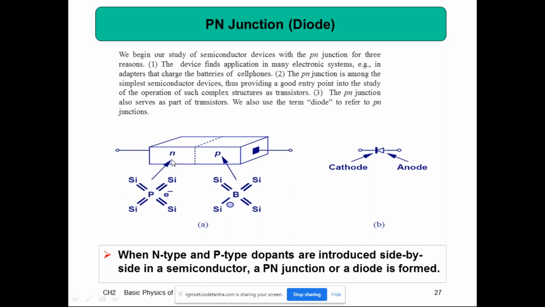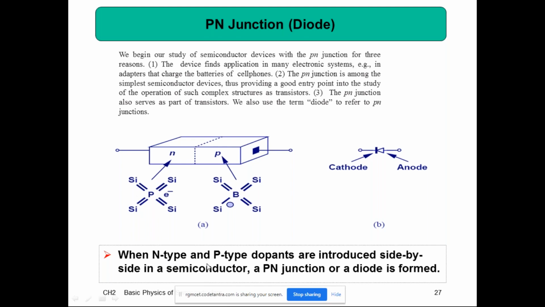What is the inside structure here? N means more number of electrons. N-type semiconductor, more number of electrons. Right? Here more number of electrons. Phosphorus atom is doped, right? Electron. Similarly, here the P-type. P-type means more number of holes. Intrinsic semiconductor doped with boron. There is a pentavalent impurity added here. Here trivalent impurities are added.